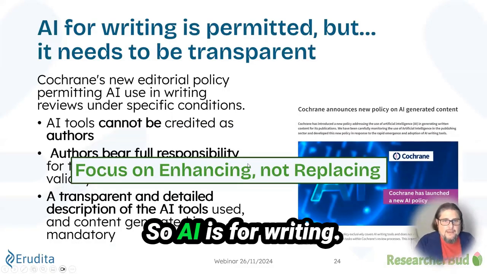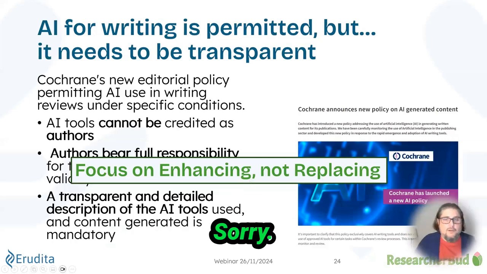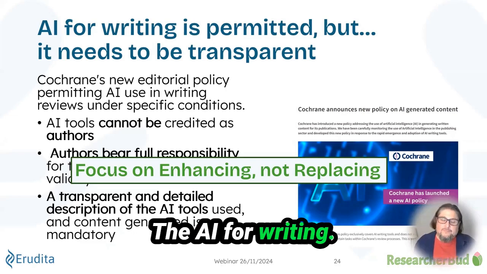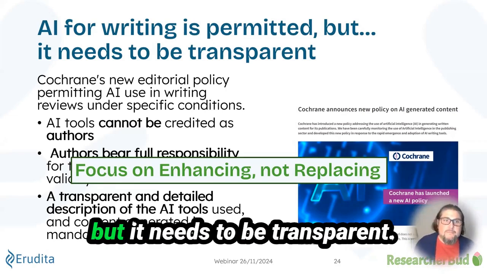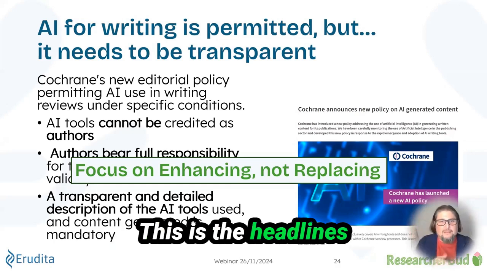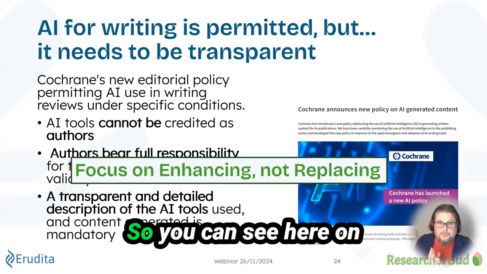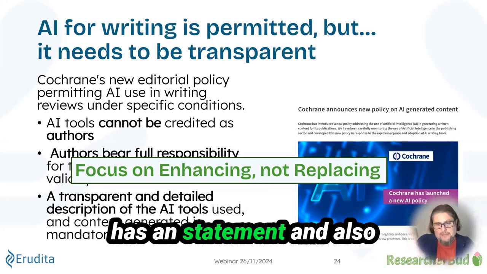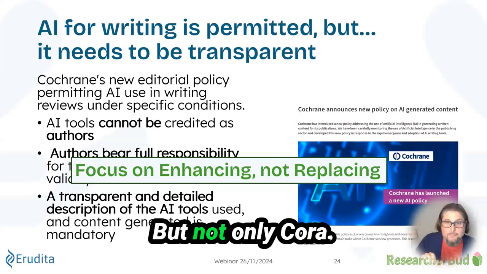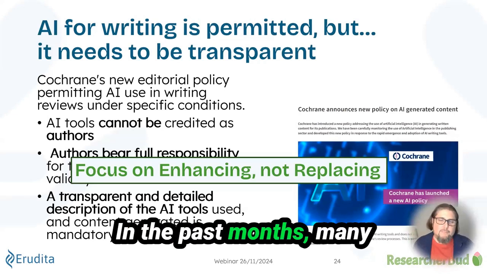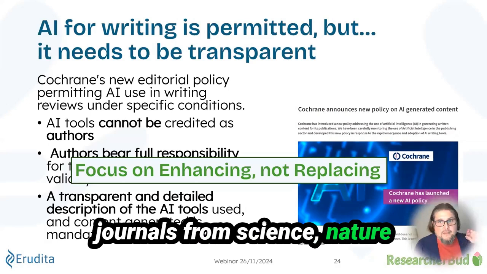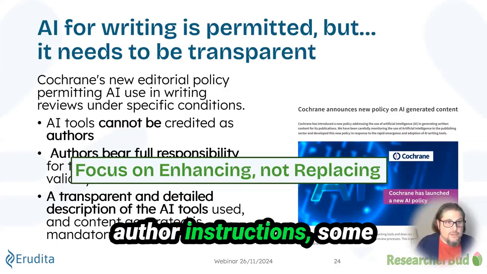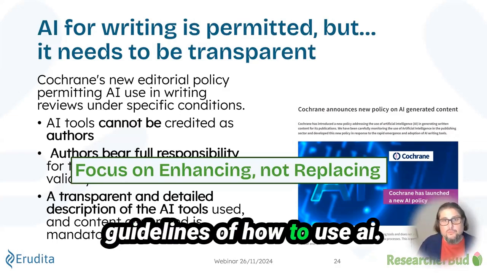So AI is for writing. Sorry, what I said didn't make sense. The use of AI for writing in academic papers is permitted, but it needs to be transparent. These are the headlines, and this is why I'm saying this. You can see here on the right part that Cochrane has a statement and also some policies about AI, but not only Cochrane. In the past months, many journals from Science, Nature, Springer, Taylor and Francis have included in the author instructions some guidelines on how to use AI.